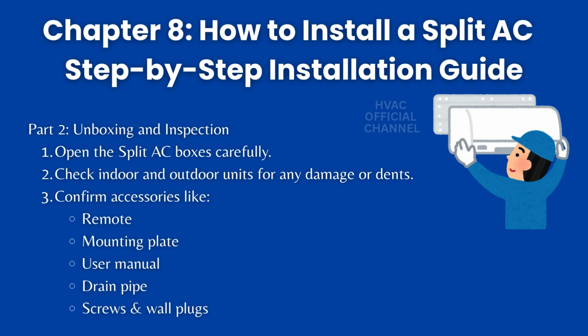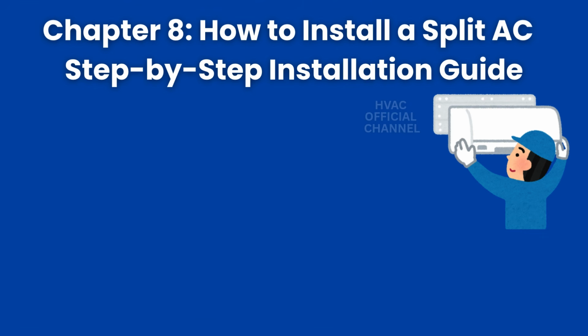Part 2. Unboxing and inspection. Open the split AC boxes carefully. Check indoor and outdoor units for any damage or dents. Confirm accessories like remote, mounting plate, user manual, drain pipe, screws, and wall plug.